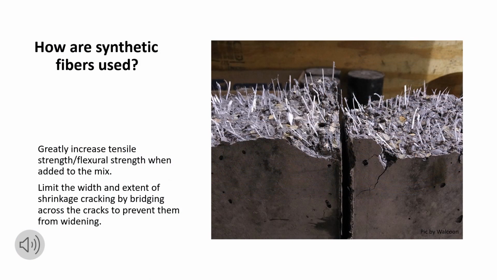So, how are synthetic fibers used as opposed to traditional methods? So, synthetic fibers greatly increase tensile strength and flexural strength when added to the mix. They also limit the width and the extent of shrinkage cracking by bridging across the cracks to prevent them from widening.